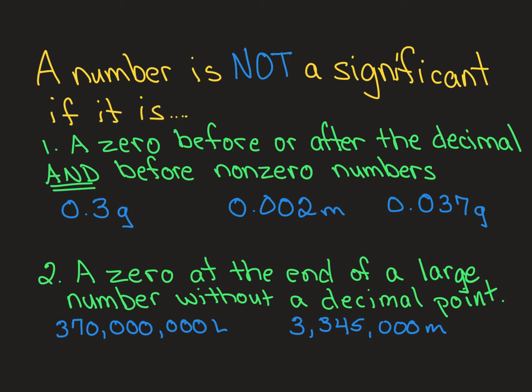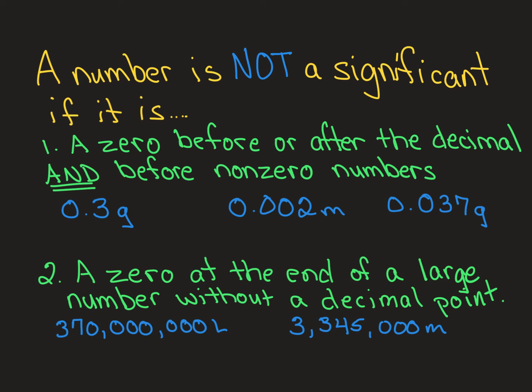So let's talk about when a number is not significant. It is not significant if it is a 0 before or after the decimal point and before non-zero numbers. So here are some examples of that. We have 0.3, that is a 0 before a decimal point and before a non-zero number. It is not significant, so we don't count this one.